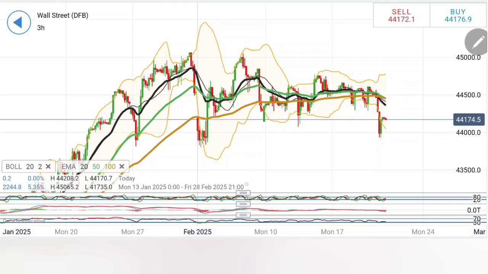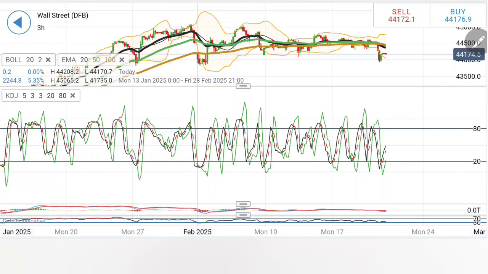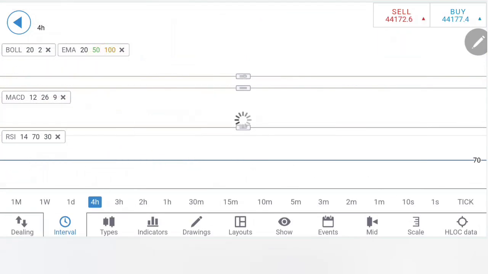After the crossover now, the moving averages are confirming more bearishness. Yes, the stochastic is rising, the MACD is bearish, RSI at bottom.